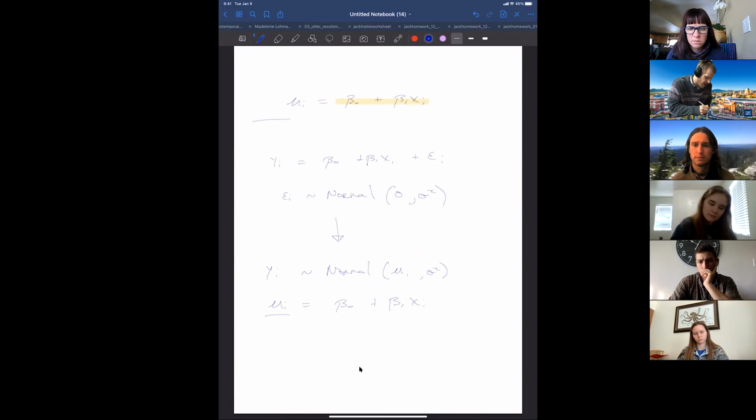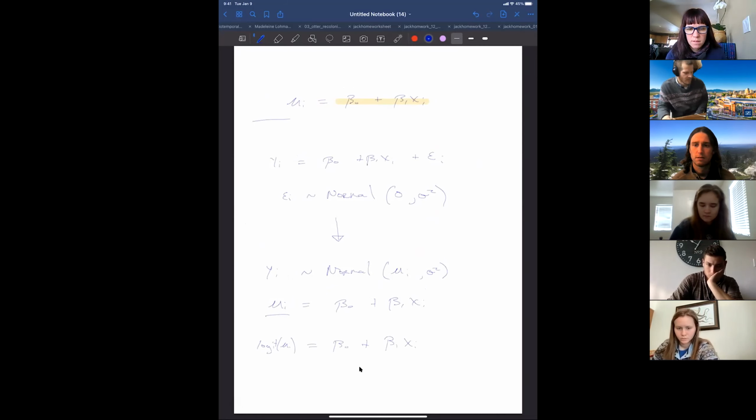So let's say the log odds of mu i equals beta 0 plus beta 1 xi. We know this can be anywhere between negative infinity and infinity. But we're going to eventually want to get mu i by itself.